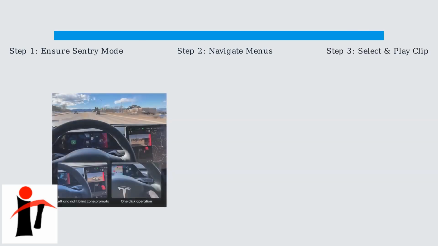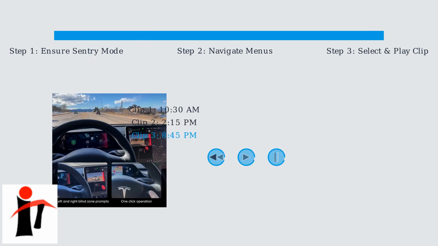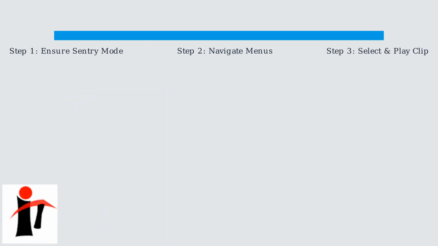Now select a clip from the list to view it. Use the touch controls on the screen to rewind, fast forward, or pause playback. This allows you to review the footage in detail.